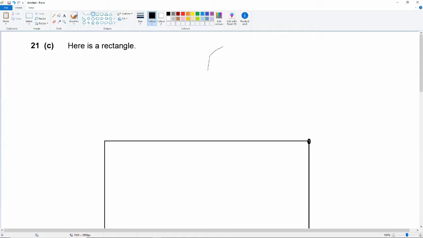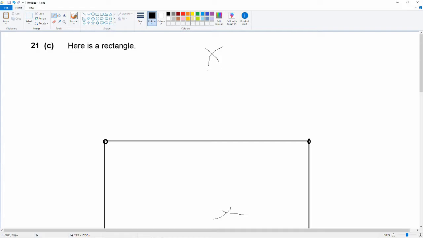I would then continue the circular pattern all the way down. And then I would move my compass point without changing the width of my compass to the other vertex, and I would construct another arc that should cross the previous arc. And then I can join the lines.